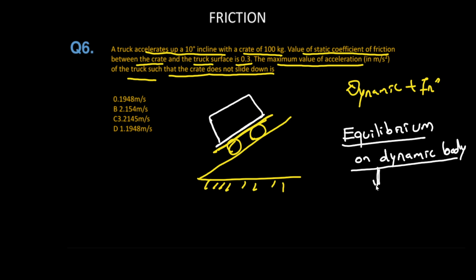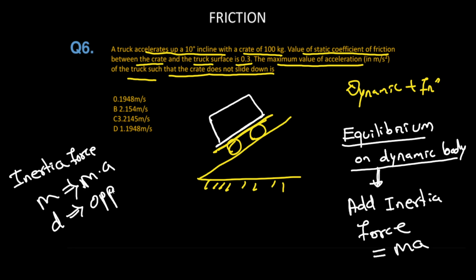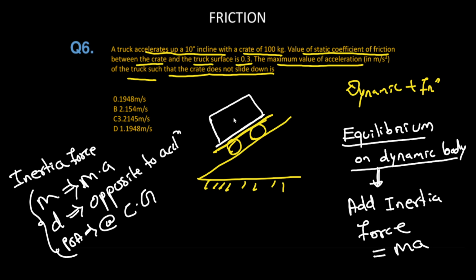you should add inertia force, whose magnitude is equal to ma. We'll discuss inertia force in dynamics. Its magnitude is ma, and its direction is opposite to the acceleration. Force has three characteristics: magnitude, direction, and point of application at the center of gravity. Getting my point? So this is the center of gravity.